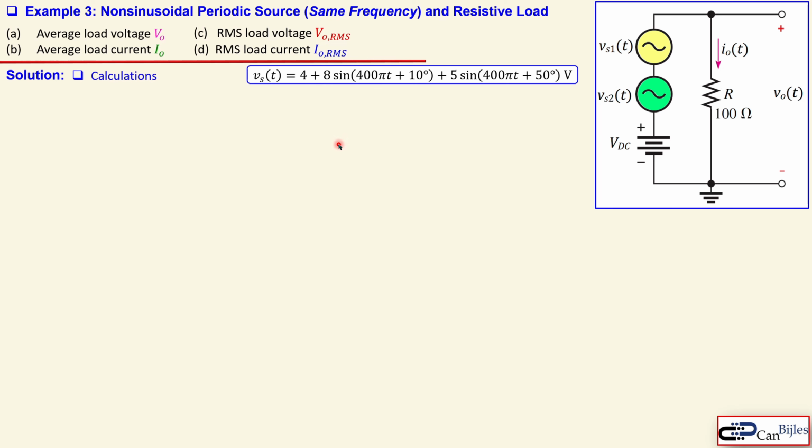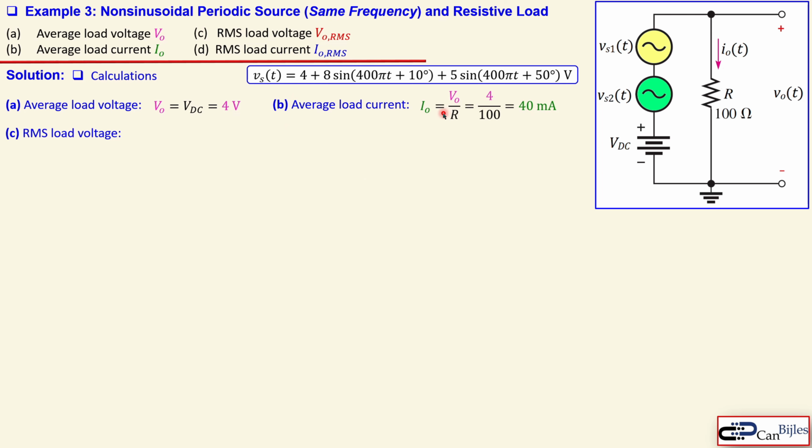So first, again, the calculations. The VO, the average load voltage, that's really, again, the VDC, so I go a little bit faster, which is just 4, and an average load current, which is, again, using Ohm's law, 40 milliamps. So this is exactly the same as in example number 2. The RMS load voltage will be different now. Now we have the DC part and also the AC part, which is then taken as the RMS. The DC part, we already know, is just 4 volts. But what is now the AC part? That is more work.